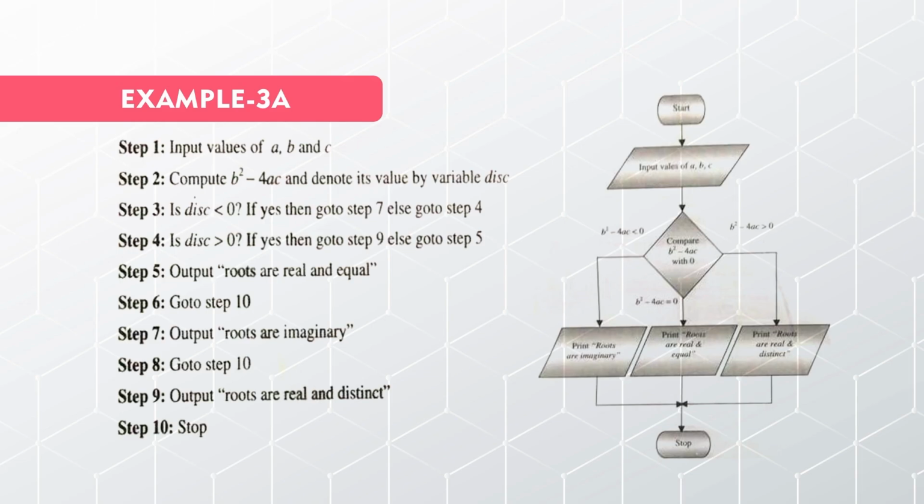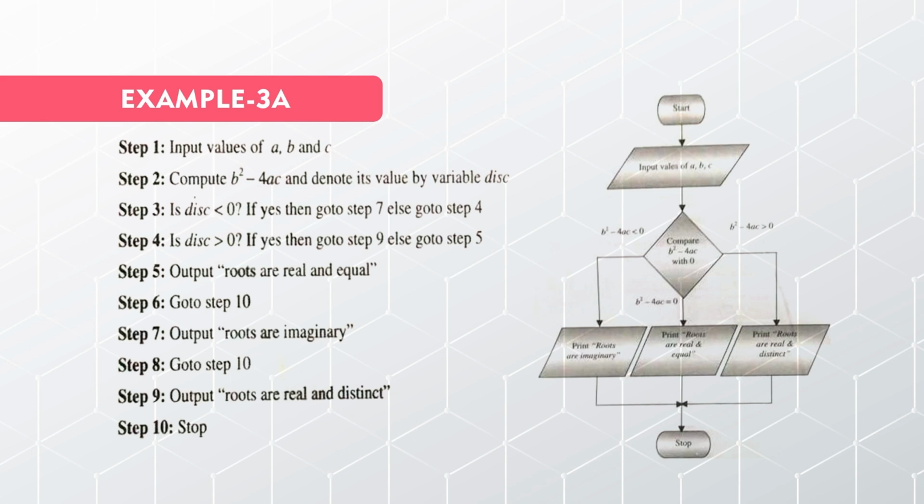If b square minus 4ac is less than 0, then the roots are imaginary. If b square minus 4ac is equal to 0, then roots are real and equal. And if b square minus 4ac is greater than 0, then roots are real and distinct. So, now you need to focus on the calculation of b square minus 4ac and explore which condition is satisfied.